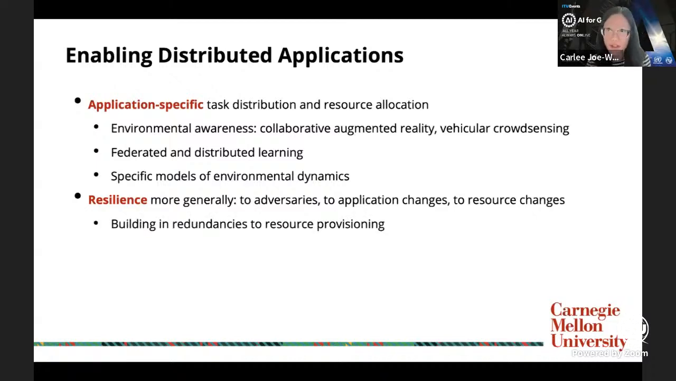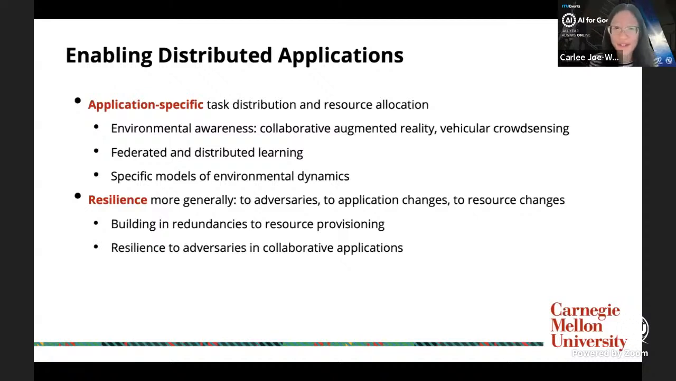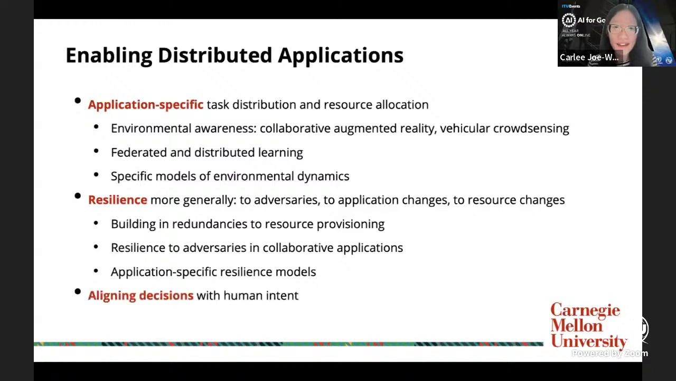So some of the things you can do here are things like building in redundancies to resource provisioning, trying to, again, enable resilience to adversaries in these more collaborative sort of applications. And some of these models can also be very application specific. For example, in augmented reality, there's been some work recently in overcoming adversaries in augmented reality.